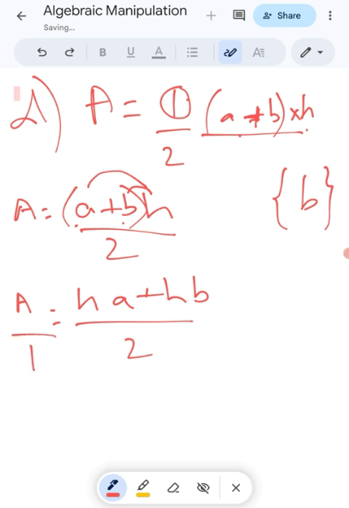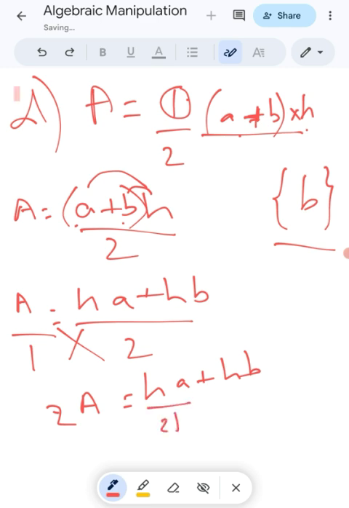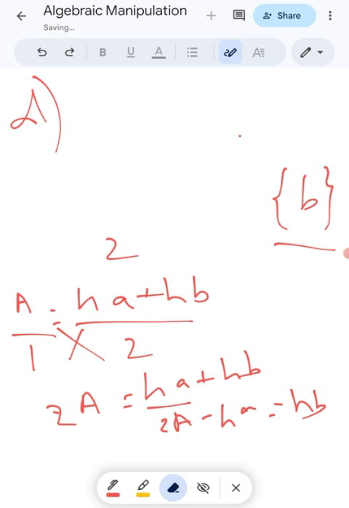Now what am I going to do? Cross multiplication. 2 into A means 2A is equals to HA plus HB. Now as you know that I had to make B the subject, this HA was an extra one out there, so it becomes 2A minus HA is equals to HB, right? I am removing the first step so that I could simplify it more.